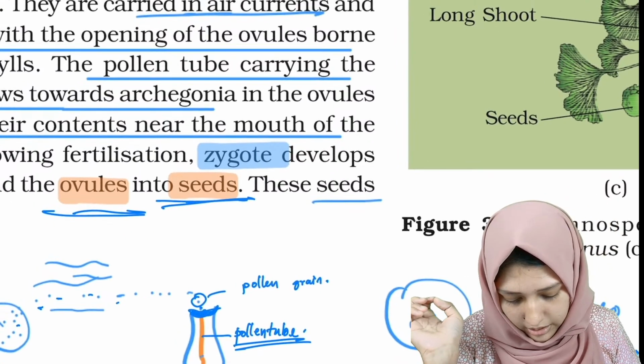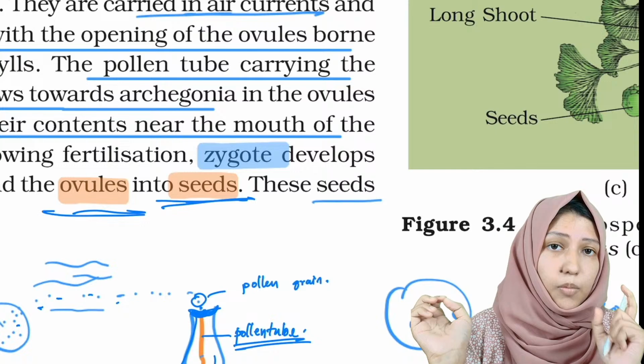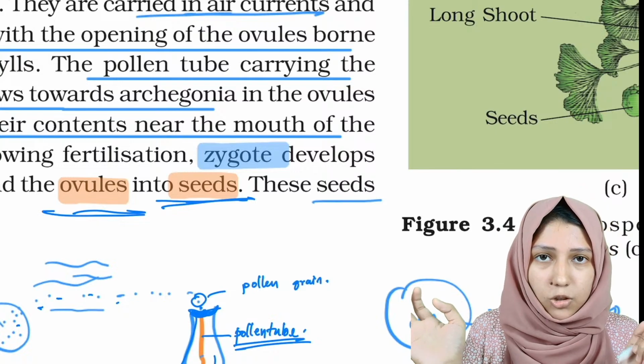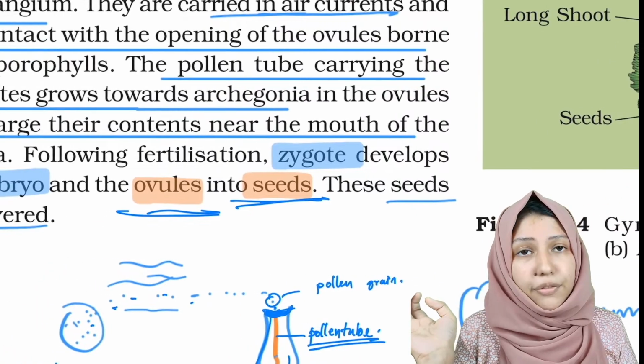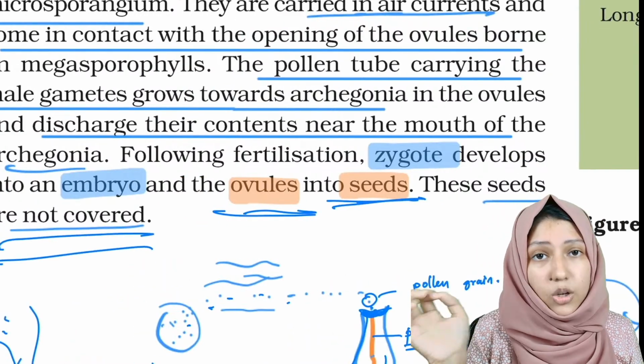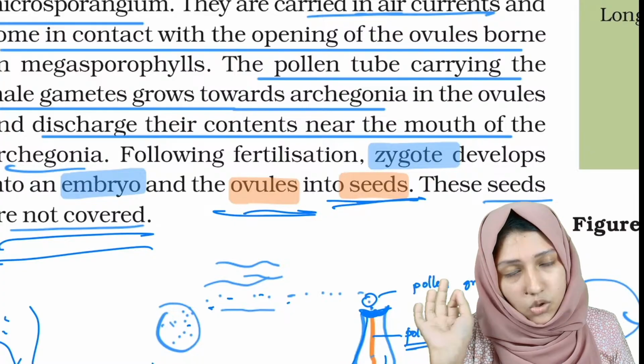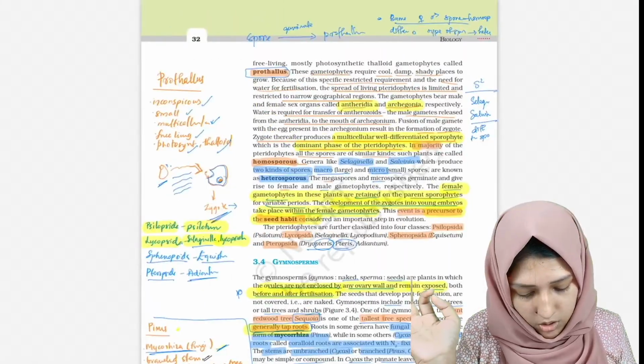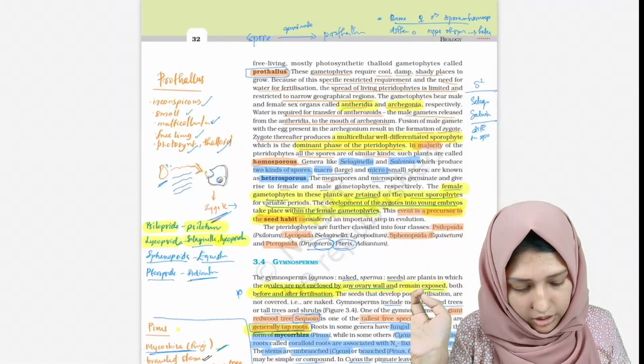Zygote forms the embryo, and the ovule forms the seed. What is an ovule? This is the ovule, and the ovule is the female sex organ. The ovule will form the seed, and these seeds are not covered by the ovary wall, so it is known as gymnosperms. So did we miss anything here?